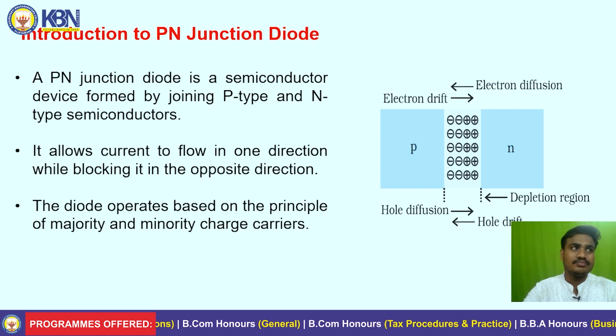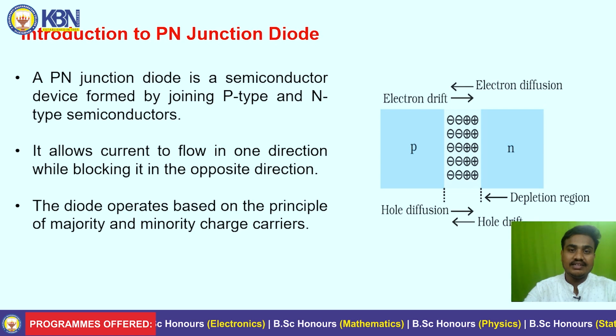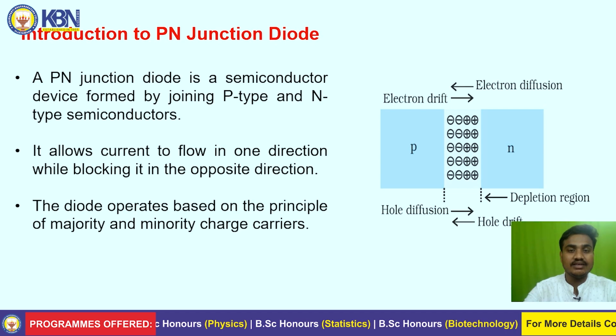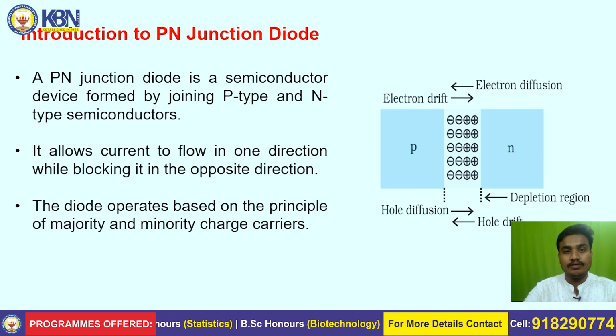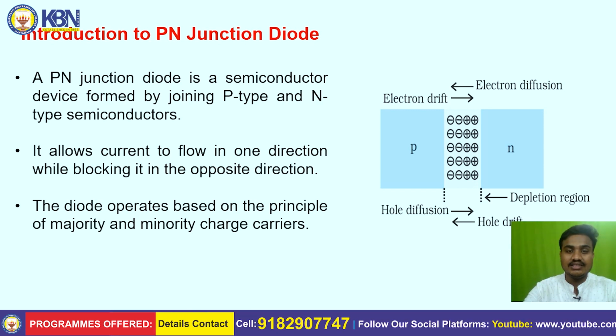Coming to the introduction that we require in PN junction diode: a PN junction diode is a semiconductor device formed by joining two types of semiconductors, P-type and N-type. We know what is meant by P-type and N-type semiconductors. When trivalent impurities are doped with the pure form of semiconductors, then we will get P-type semiconductors. When pentavalent impurities are doped with the pure form of semiconductor crystals, then we will get N-type semiconductors.